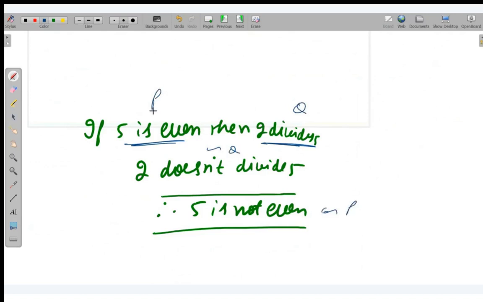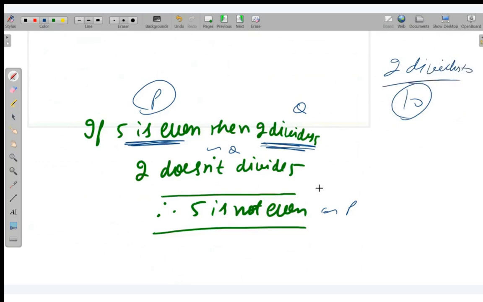So we will assume that P is true. I will assume that 5 is even. Obviously, 2 divides every even number. If you are assuming 5 is even, then by definition 2 should divide 5. See, 10 is even because 2 divides 10. You already know all these basic things. So 2 divides 5. But you know that 2 does not divide 5. So the conclusion you draw is that 5 is not even. That is known as proof by contradiction. I hope I have made the point clear.